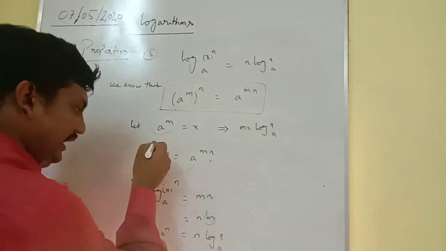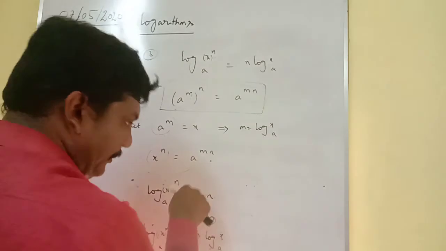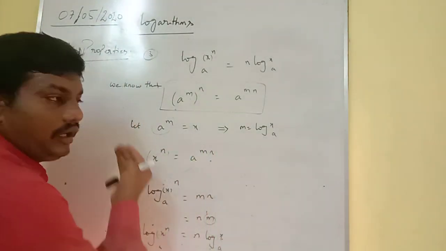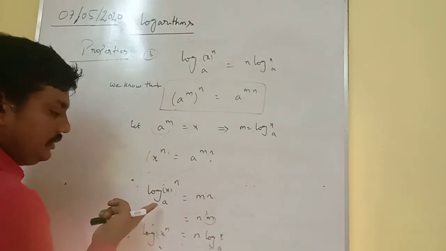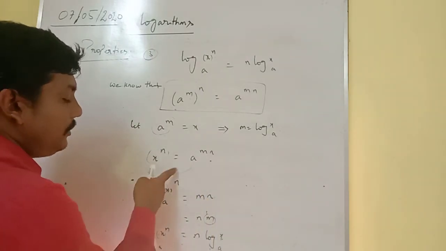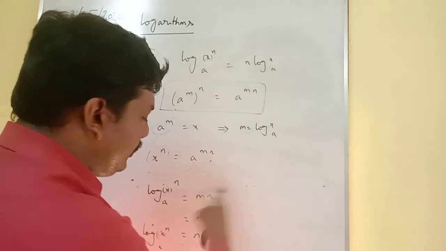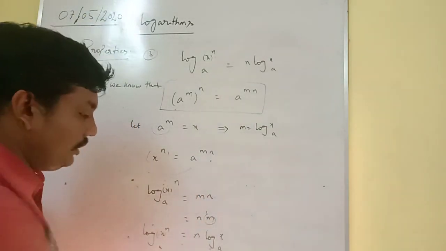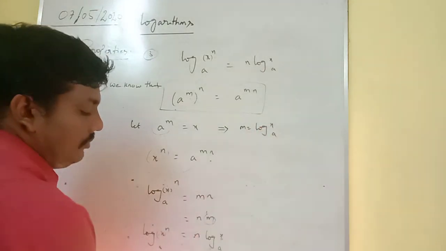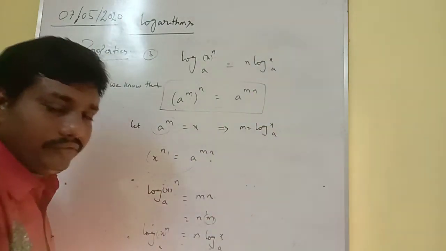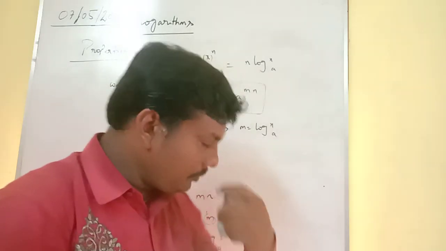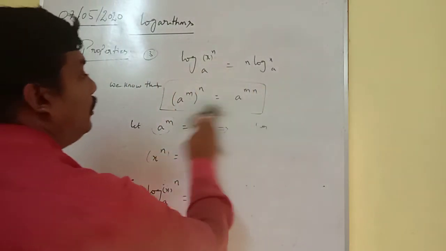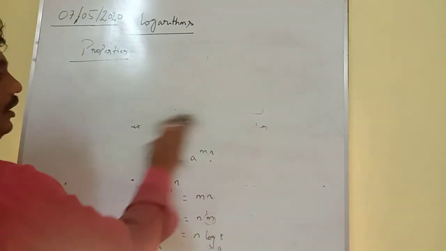So now we take x power n as the value, and a power mn as base and exponent. Now we change this base and exponent into logarithmic form. Taking a on this side, it becomes log x power n to the base a is equal to mn. mn can be written as nm, so in the place of m I take the value log x to the base a. Now this satisfies the formula.